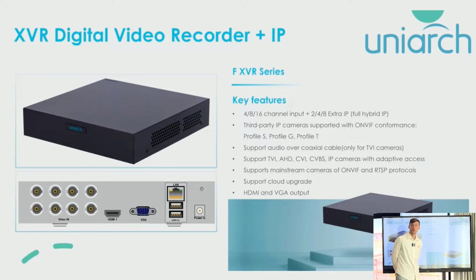Then Uniarch also offers an XVR. This XVR has 4, 8 or 16 channel input, but what is really interesting, you can also add IP cameras. You can add 2, 4 or 8 extra IP cameras. You can also convert your analog channels into IP channels. So I think this XVR could be a really interesting product if you have analog or IP systems. Obviously, you can also add third-party IP cameras because of the ONVIF protocol.